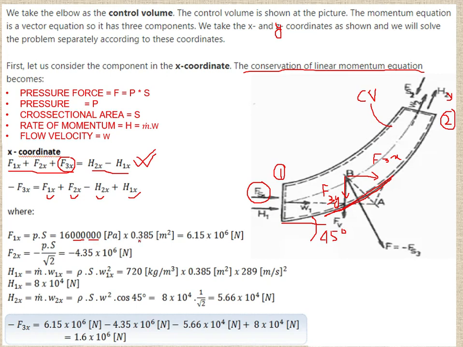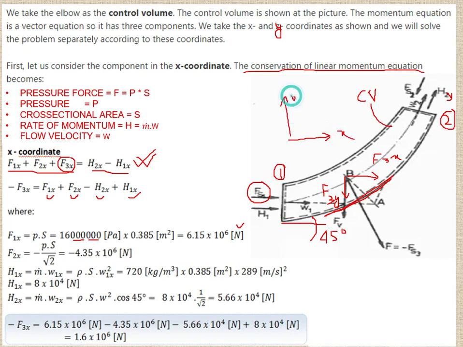It has become 0.385. When we multiply them together, finally we get the force in Newton, which is equal to 6.15 into 10 to the power 6. Now this is the force which is acting in the x direction. So this is our x direction, sorry, and this is our y direction.